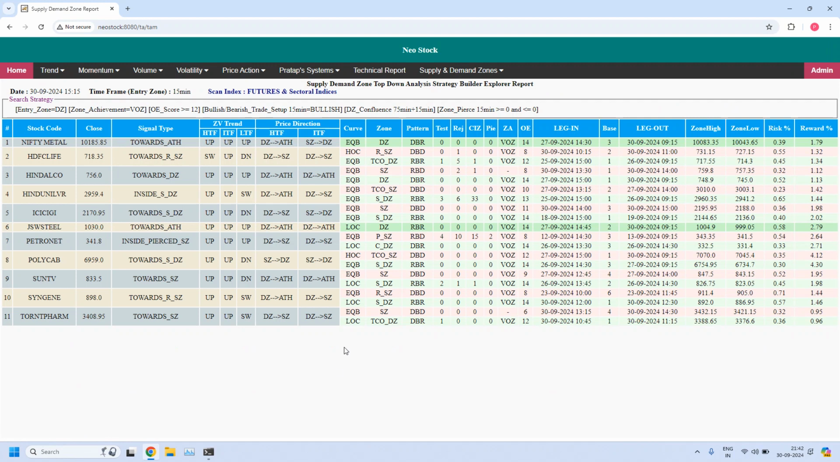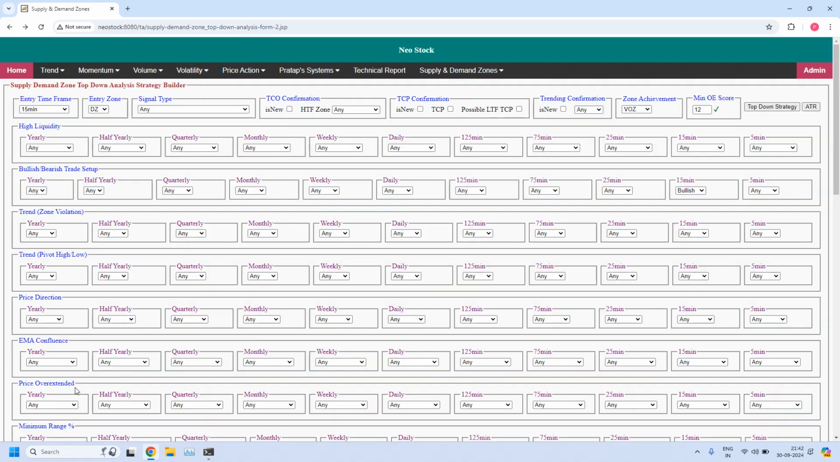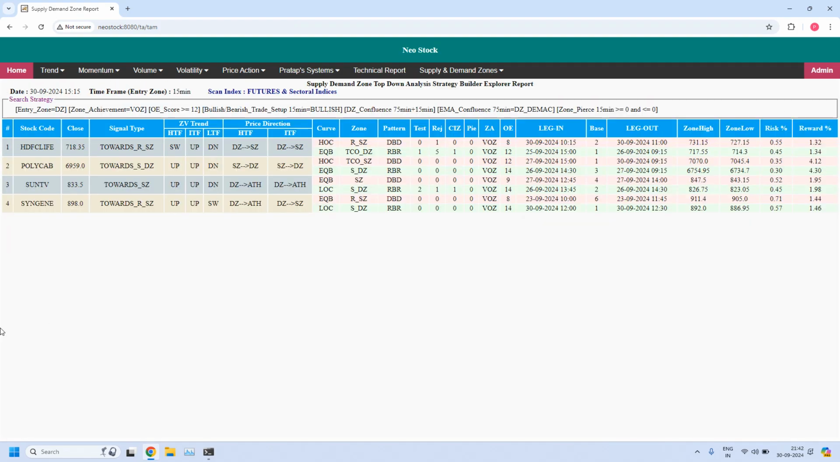And 75 minutes trend is uptrend. If any of these 75 minutes zones are having daily EMA confluence, it's a high probability setup. So in the EMA confluence, at a 75 minutes time frame, I am looking for 75 minutes demand zone with the daily EMA confluence filter. 4 stocks are filtered. Excellent. That means all these 4 stocks are supporting high probability demand zones. Some of these demand zones are high liquidity 15 minutes demand zones.